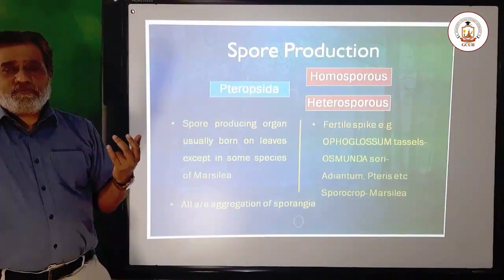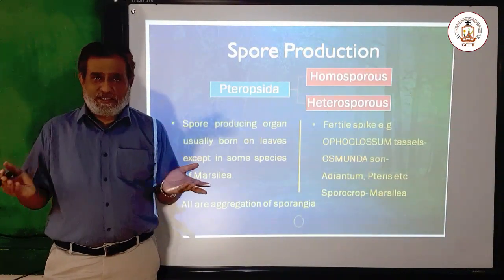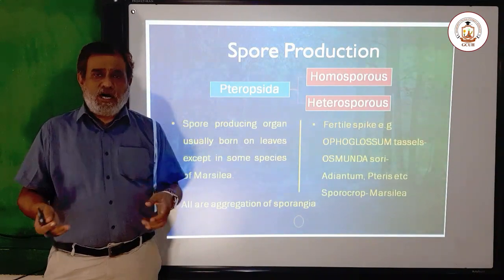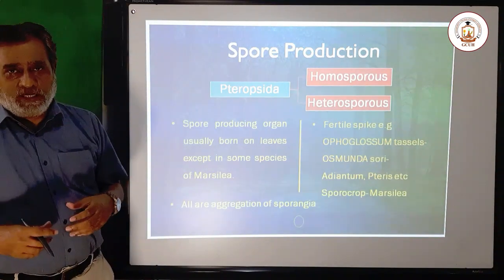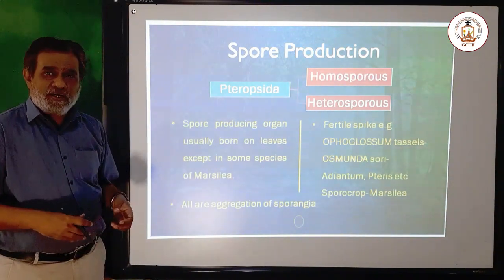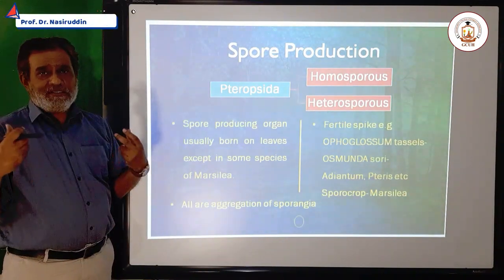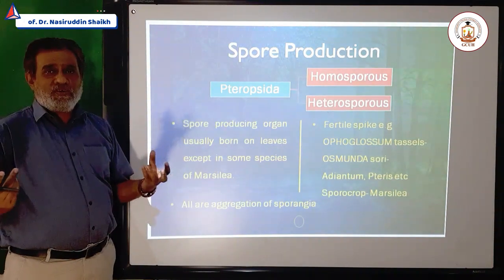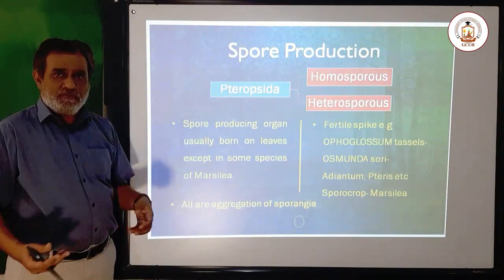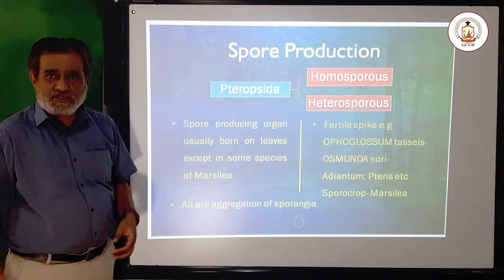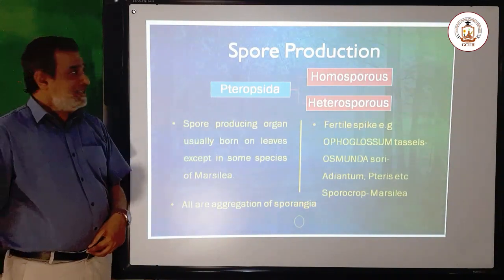I have discussed the Pteropsida Part 1 in my last lecture, and now we are continuing our Pteropsida. I left you at the reproduction of the Pteropsida, and we have just discussed the alternation of generation. Now come to the first part of the reproduction of Pteropsida, that is asexual reproduction by spores.